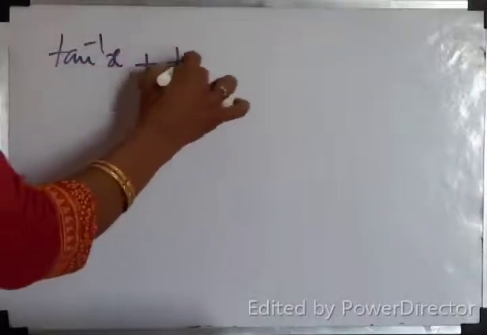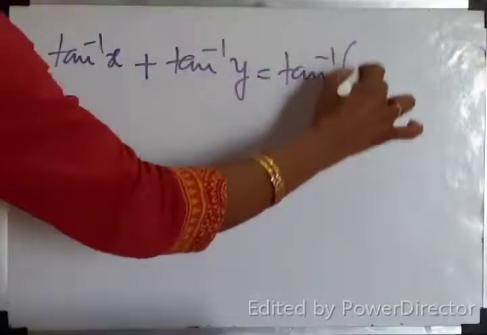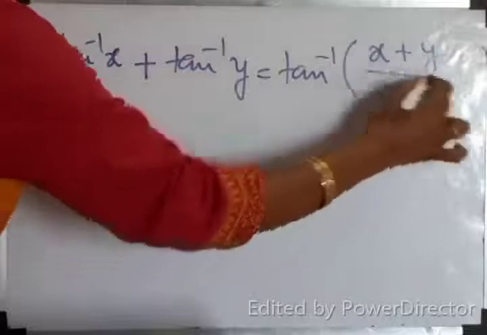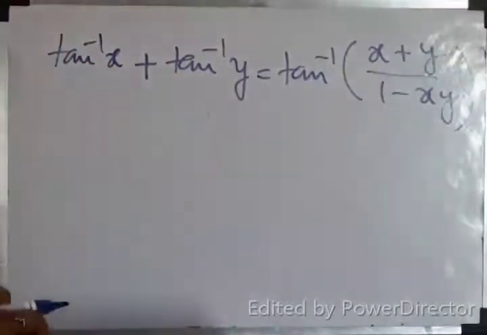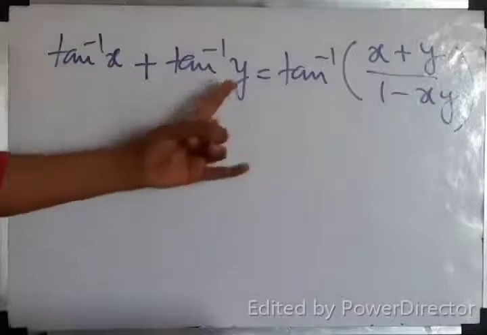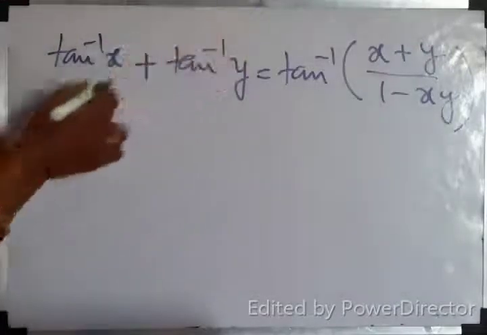The first formula is tan inverse x plus tan inverse y equal to tan inverse of x plus y by 1 minus xy. Tan inverse, a very, very important property, often repeated in almost all the sums. Tan inverse x plus tan inverse y equal to tan inverse of x plus y by 1 minus xy. Shall we prove this? Otherwise you can't remember the formula.